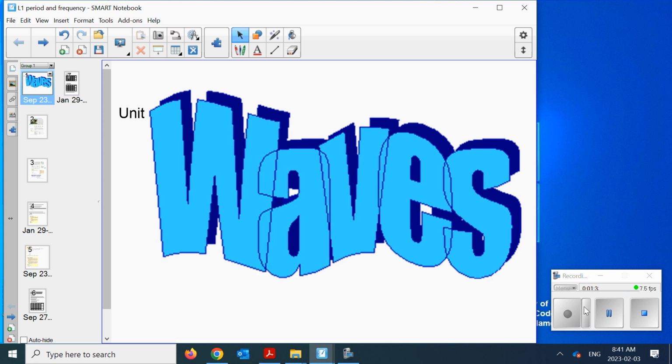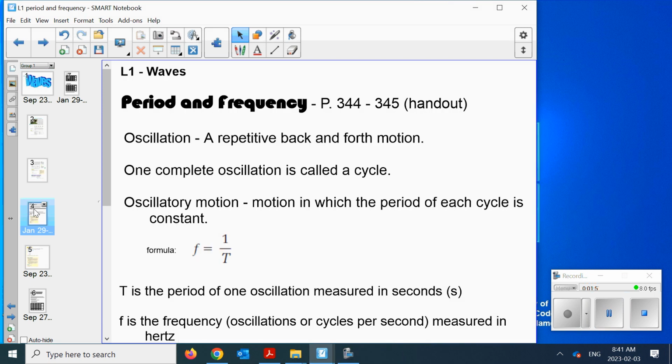Where was I on my record? Okay, waves unit. We're starting the waves unit for real. Everybody's got their handout, I hope. So the first few things are the terminology before we get into an experiment. Good. So you guys have these here, it's terms.